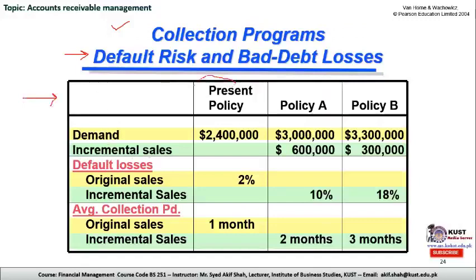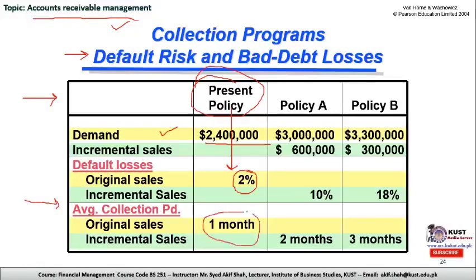In this case, we have our present policy, and according to the present policy of credit and collection under accounts receivable management, the demand of the annual credit sale is 2.4 million. The default losses in the present policy case are 2%. It means that over 2.4 million dollars of sales, 2% of the customers usually do not pay, and this results in default losses. When a credit customer is unable to pay their obligation to the company, we say that they have defaulted on their obligation. And the average collection period for the present policy is 30 days, or 1 month.